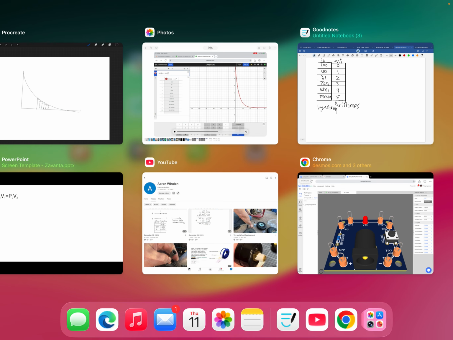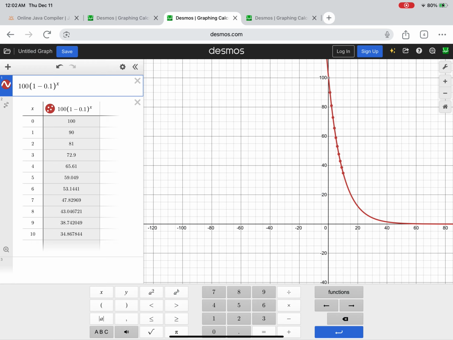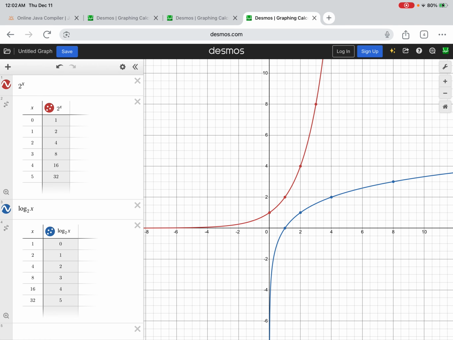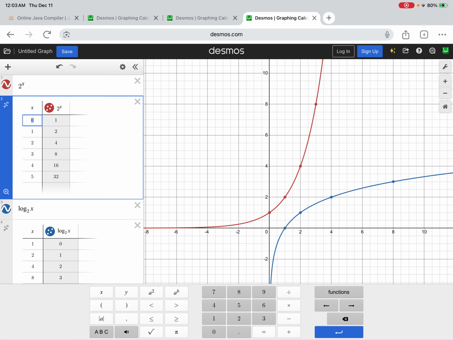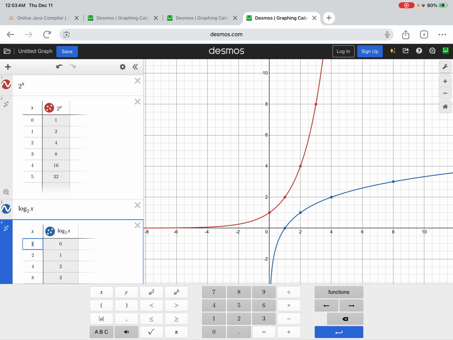If you look at a modern example of a logarithm, you might notice it's reflected across this axis, y equals x. 2 to the power of x is our red equation, and log base 2 of x is our blue equation. You might notice our inputs and our outputs are swapped. 0 is corresponding to 1, and over here, 1 is corresponding to 0.